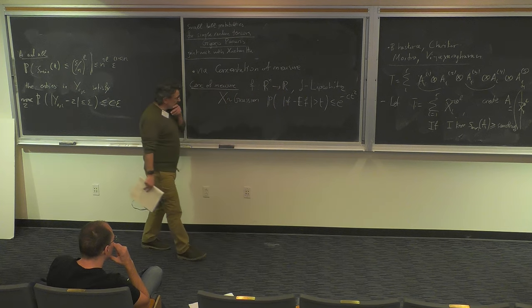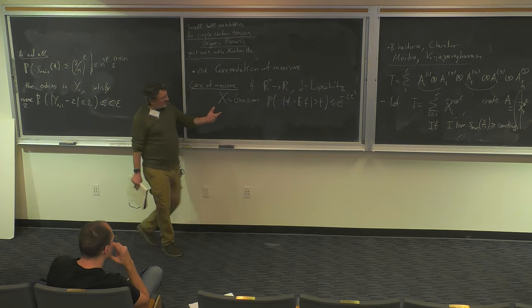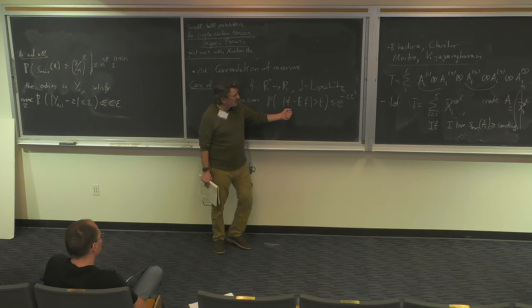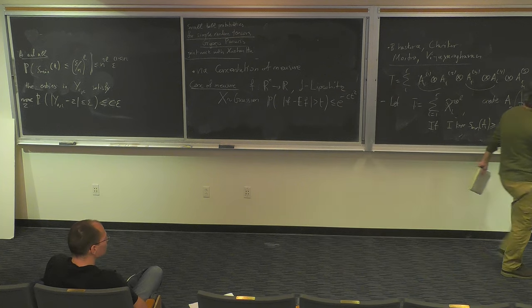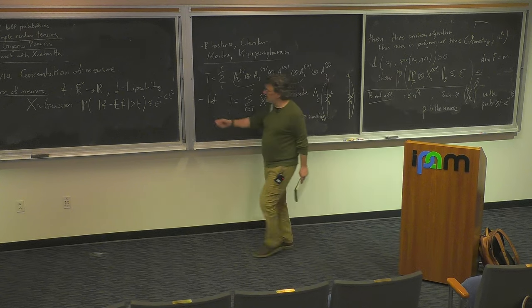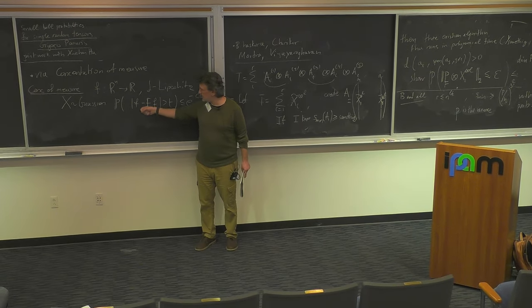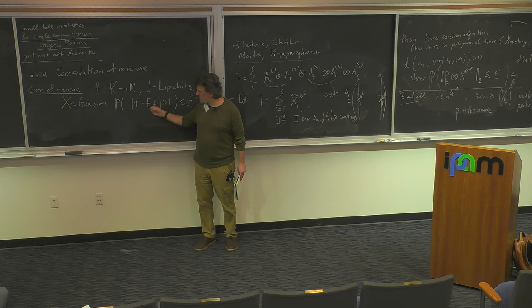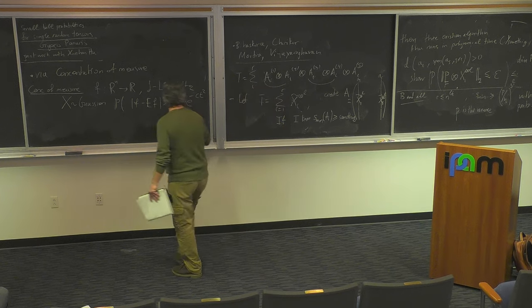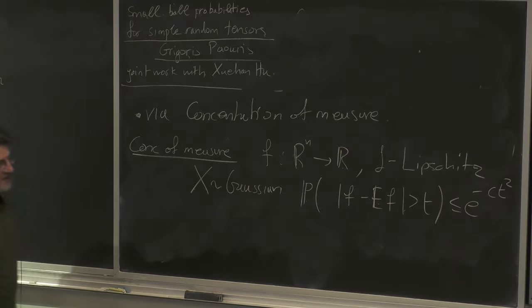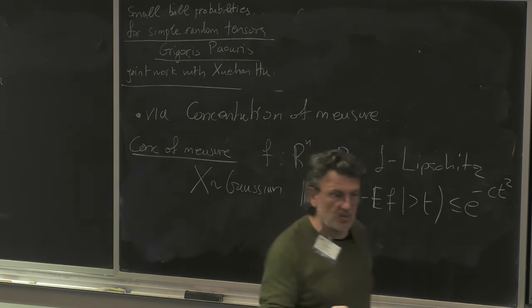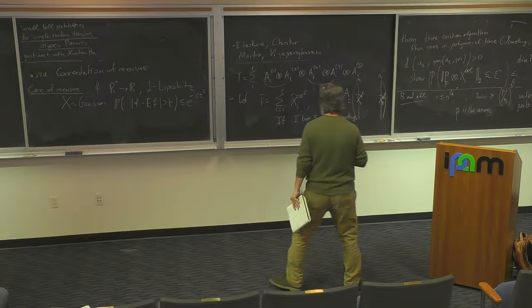This is a very powerful tool. Lisa also was talking about this the other day. Now, one of the aspects is that it will also tell you something about small ball probabilities, because if I know the expectation of this object, then the one-sided inequality will say that the probability that f is less than the expectation minus something is small. So it is a tool. This is very well developed, but we need this for tensors. It will give you something, but that's actually the wrong way to prove small ball probabilities.